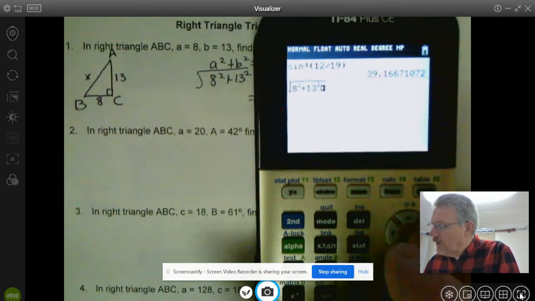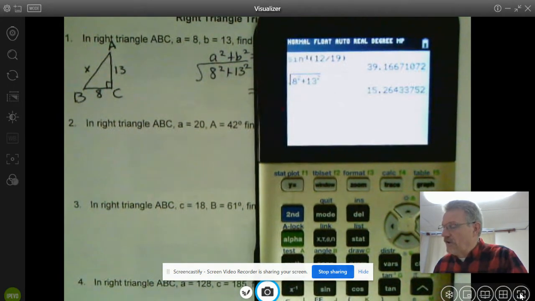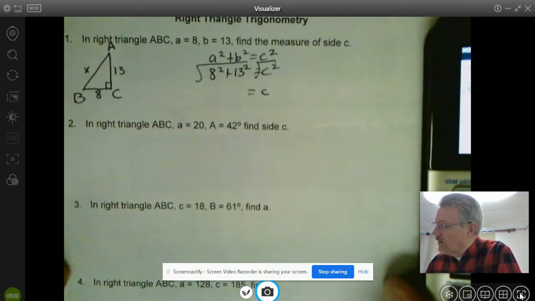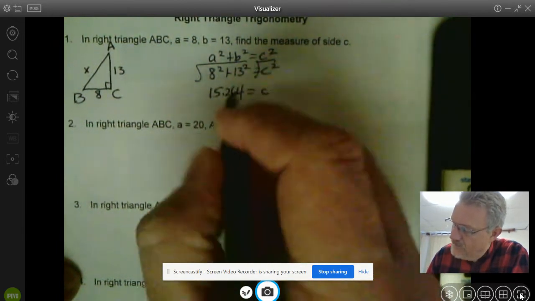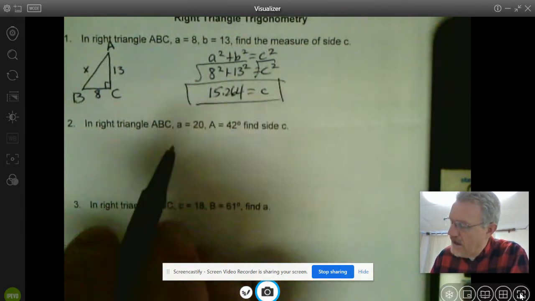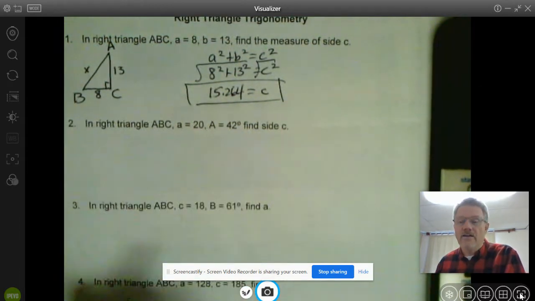Now, if we were going to finish this course, we would use this process a lot if I'm looking for that value. So we're going to round to 3 decimal places: 15.264. Does that make sense? The hypotenuse has got to be the biggest side. 15 is bigger than 8 and 13, so yes.